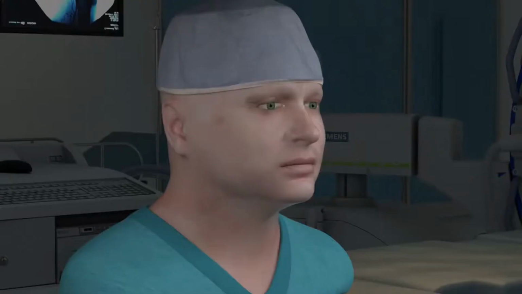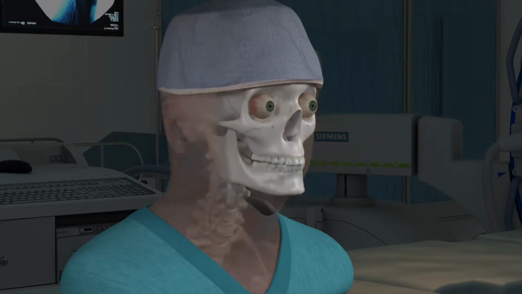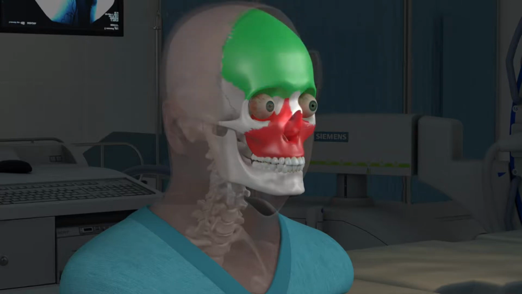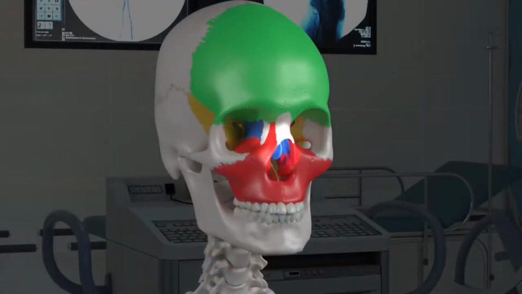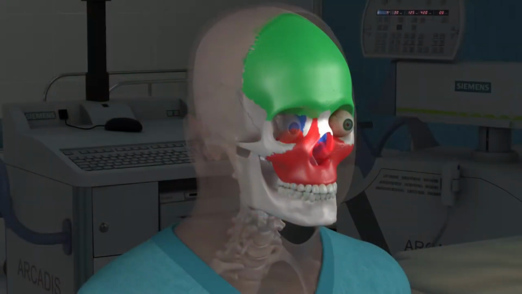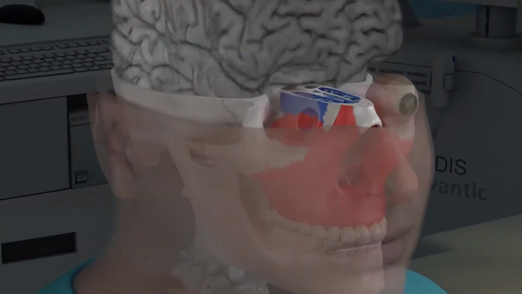Each sinus is named after the specific skull bone that contains it. The maxillary sinuses are within the paired maxillary bones, shown in red. The frontal sinuses are within the frontal bone, in green. The ethmoid bone is shown in blue. The ethmoid sinuses are that part of the ethmoid bone that is like a honeycomb of small air cells.